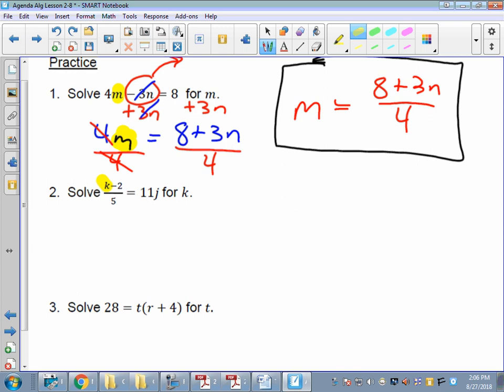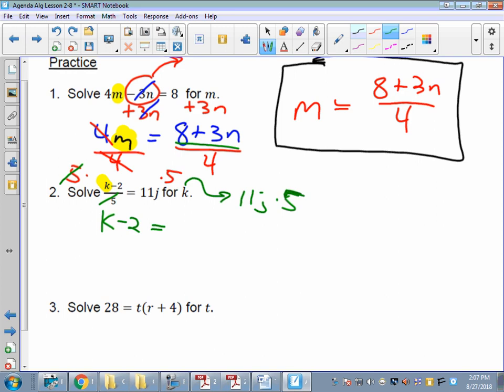So I'm going to multiply this by 5 on both sides, because I know that's going to get rid of this 5 here. So on the left side, I'm just dealing with k minus 2, and then equals 11j times 5. Now, this is actually a math problem I can do, and this is the subtle difference. Remember up here, we couldn't really do anything else with this 8 plus 3n. Well, 11j times 5 we can do because it's multiplication.